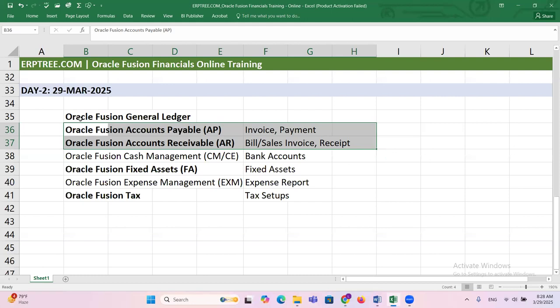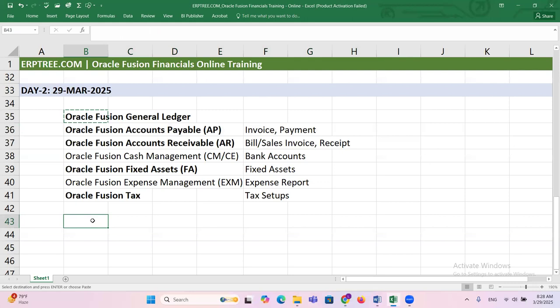Now let's talk about what is the purpose of the general ledger application. I'm taking that application here to make our example very easy. Now, I have invoices and payments within the accounts payable application. I want to create one report: how much we spent in so and so month.